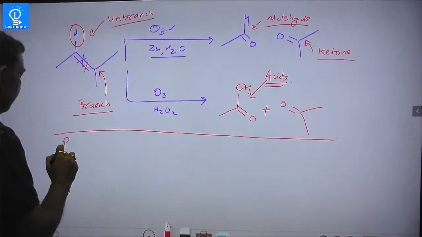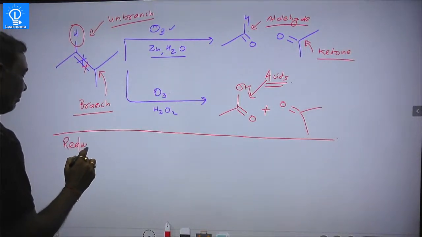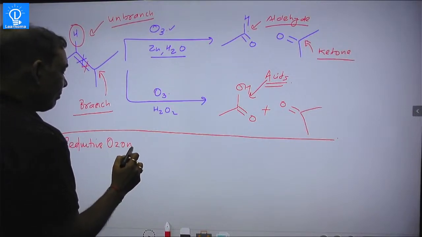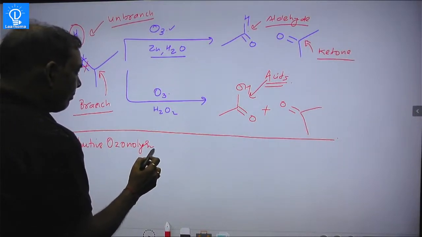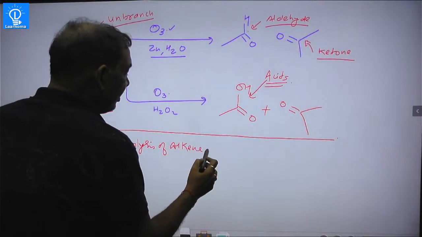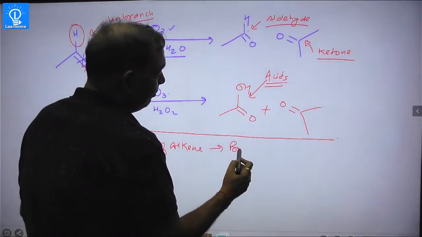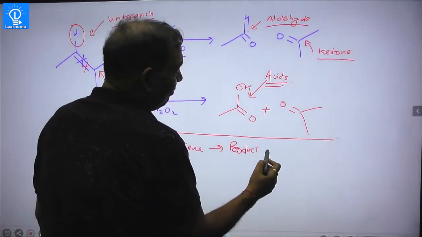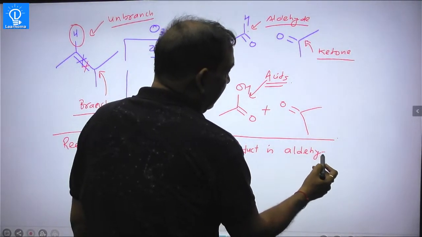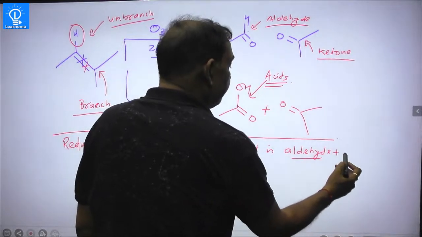Reductive ozonolysis of alkene, the product is aldehyde, from the unbranched area, and ketone.